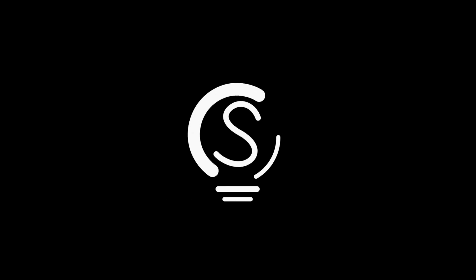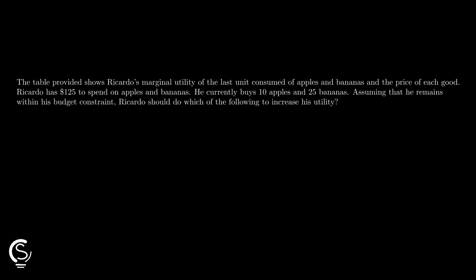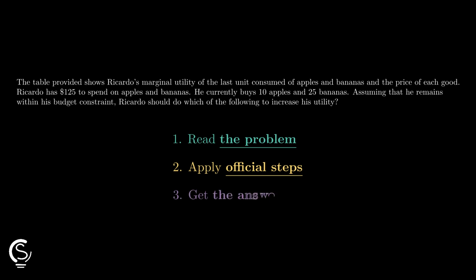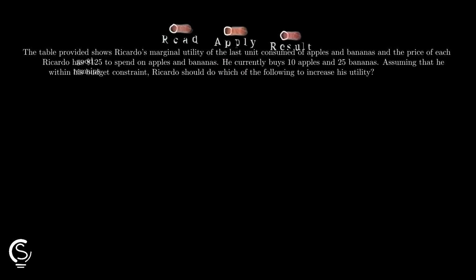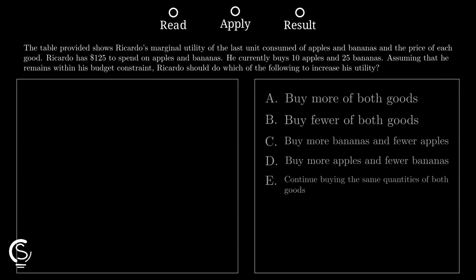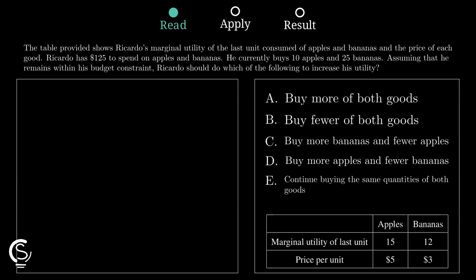Let's level up. Utility maximization problems are easy if you follow this logic. Let us find how Ricardo should spend his budget to win. To maximize total utility, Ricardo needs to compare the marginal utility per dollar for both goods. We calculate this by dividing the marginal utility of each item by its price.